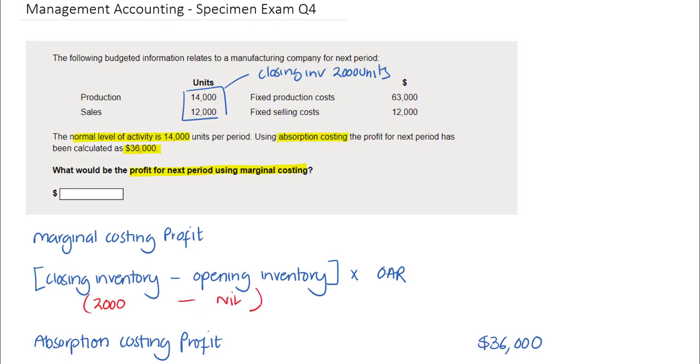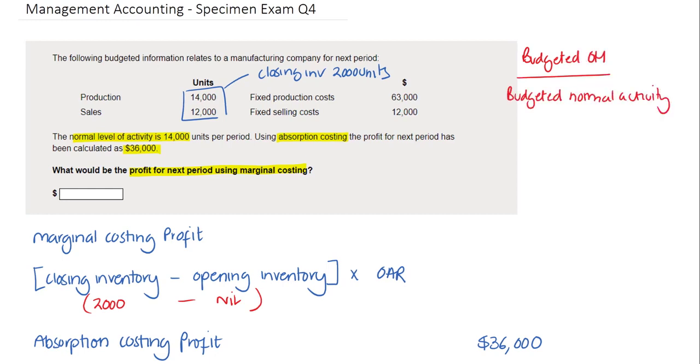We now need to calculate the OAR. We can work out the OAR from the information provided. The formula to work out the OAR is always going to be the budgeted overhead divided by the budgeted normal level of activity. Now this information is provided in the question. The budgeted overheads have been given as $63,000 and the budgeted normal level of activity has been given as 14,000 units. If we plug this into our calculator, we get $4.5.